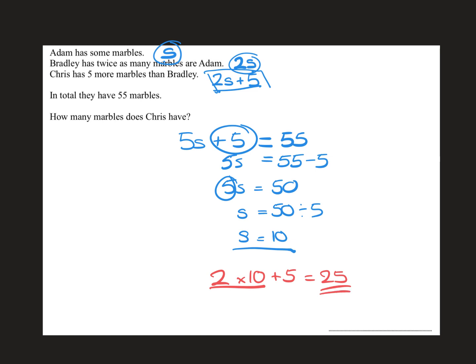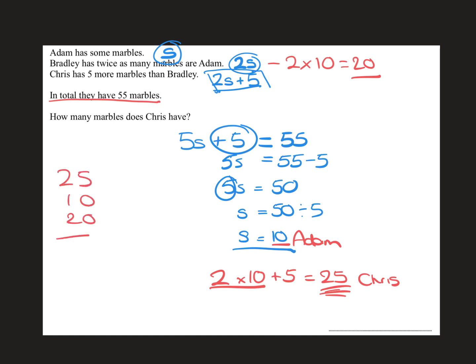And if you wanted to check you had this right, well, we know that Adam had 10 because he had S. Chris, we've worked out, has got 25. Well, let's work out what Bradley had. So Bradley had 2S, which means he had 2 times by, and we know S is 10, so 2 times by 10, which is 20. So we now know what each boy has. Adam 10, Bradley 20, and Chris is 25. And it tells us in the question, in total they have 55 marbles. So those numbers should add up to 55 if we've done this right. And 25 plus 10 plus 20 does indeed add up to 55. So yes, we have done this question correctly.